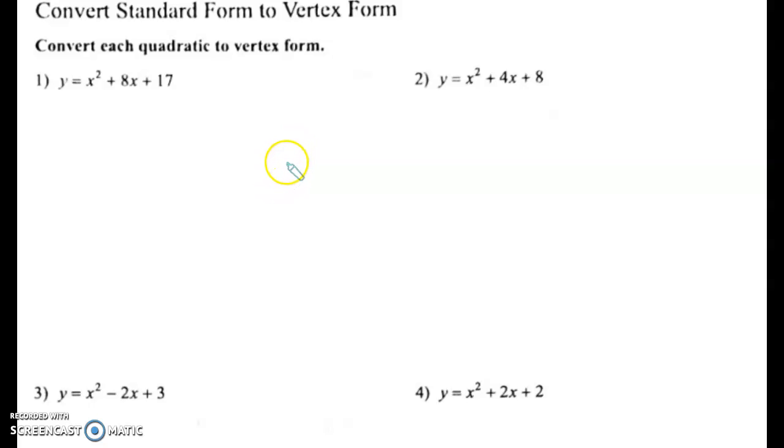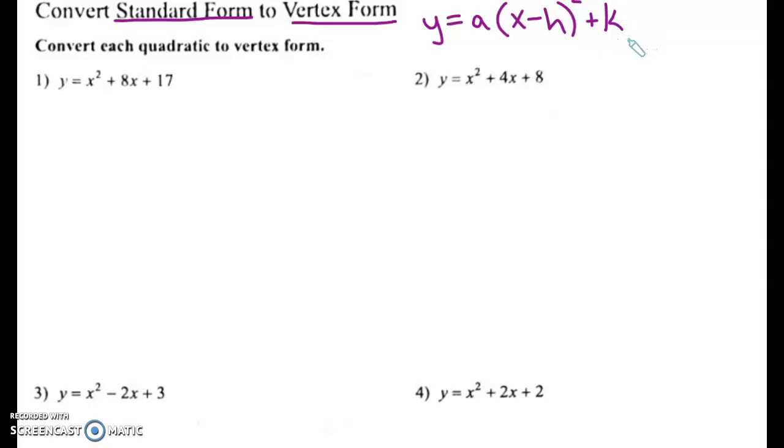Okay, guys, we are going to talk about going from standard form to vertex form. Let's rethink vertex form. Remember, vertex form looks like this: y equals a(x minus h) squared plus k. So we need the h and the k. Do you remember what the h and the k were? The h and the k was the vertex. That's why it's called vertex form.